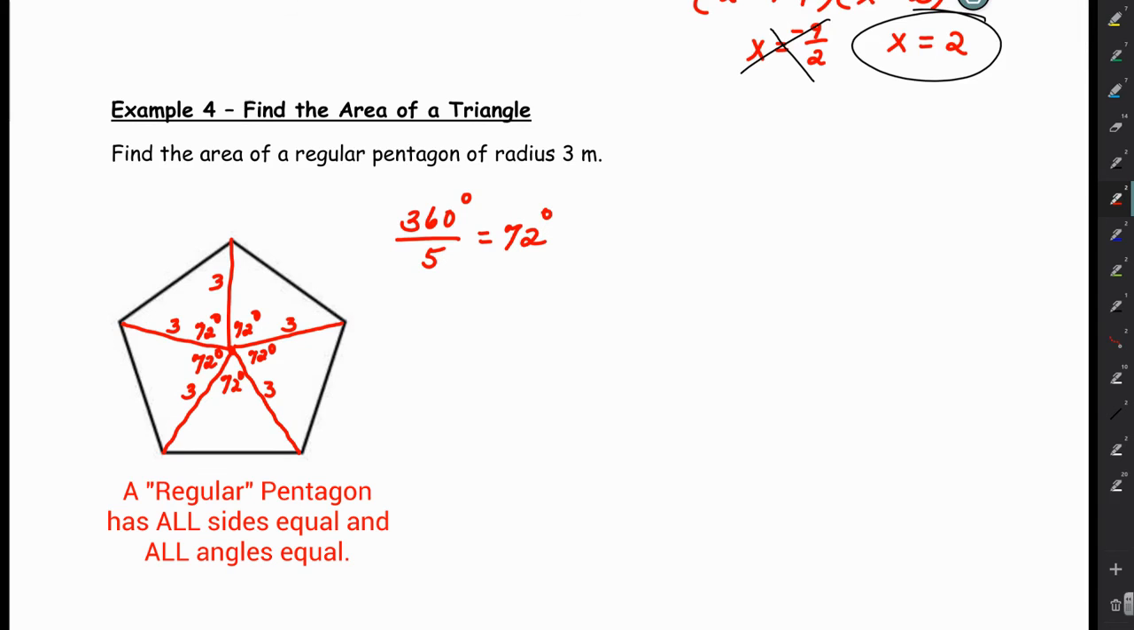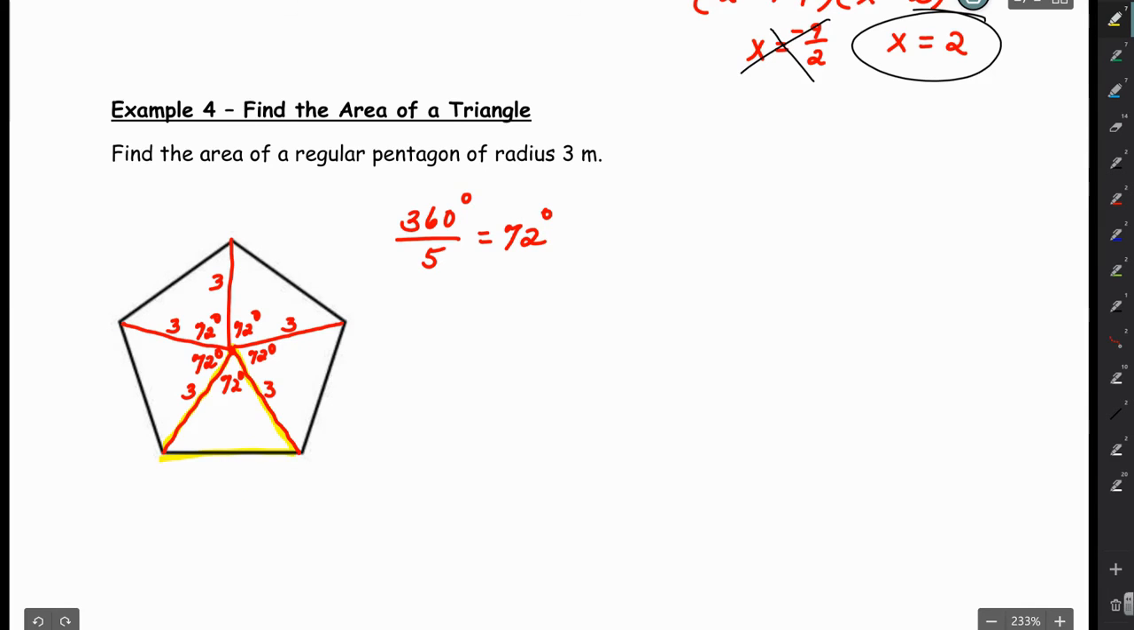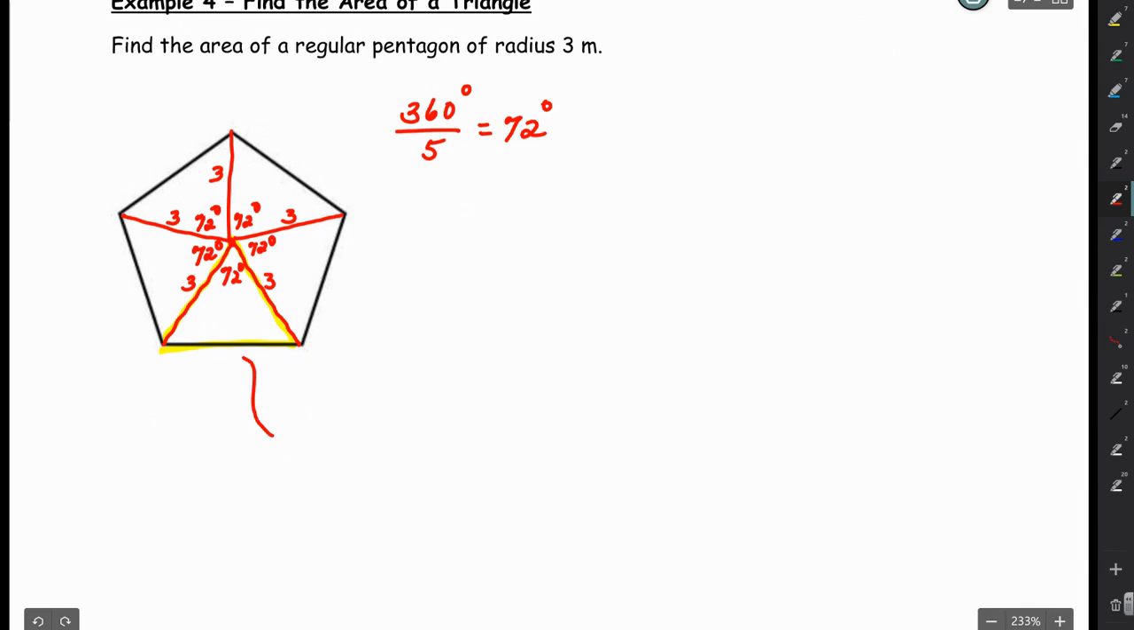Now, we're going to just look at one triangle. I'm just going to look at this guy right here. I'm going to redraw it, just a rough sketch here. And I know this is 72 degrees, and I know that these are both 3. So I have, again, my side angle side scenario. So I can find the area of that triangle, and if I multiply it by 5, then I'll know the area of this pentagon. Right, so I am going to label and mark up my picture here.